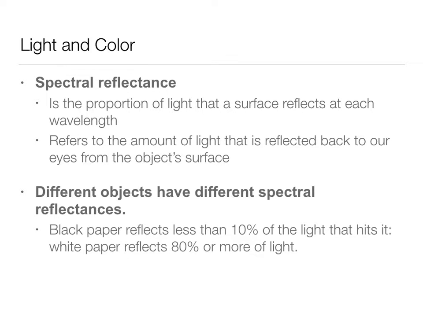Different objects have different reflectances. Black paper reflects less than 10% of the light that hits it. So one of the reasons that we perceive it as black is that it's reflecting very little light back. You know this when you wear a black shirt on a sunny day: it's going to absorb that light. Very little is reflected back because your shirt is absorbing it, and you feel that, you get hot. Whereas white paper or your white t-shirt will reflect more than 80% of the light back.